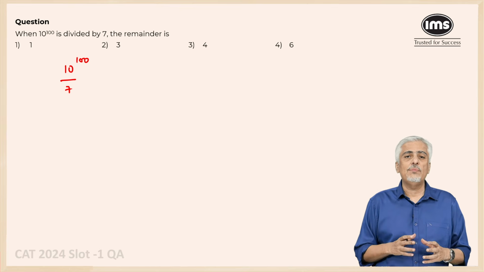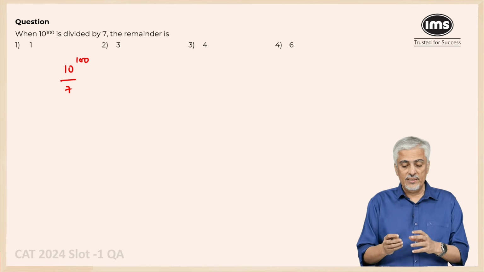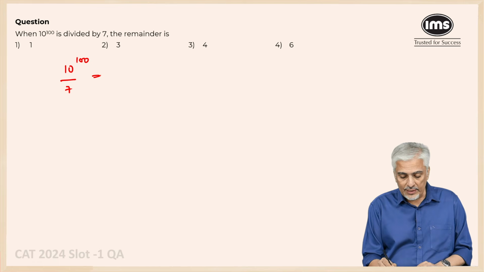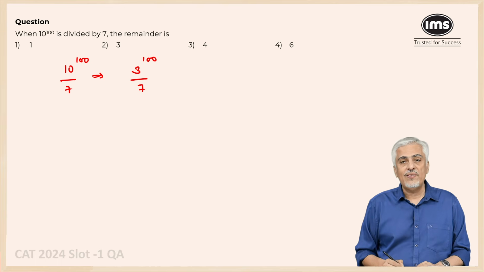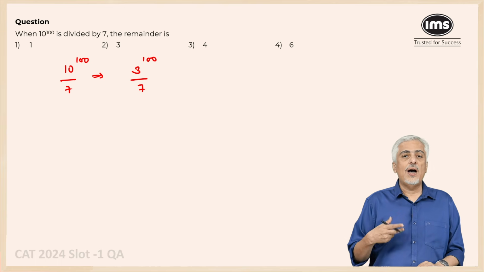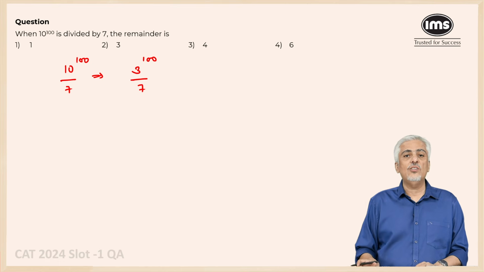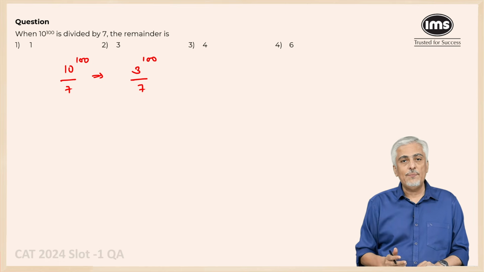I'm sure you've gone through the remainder concepts and understood remainders, so I'm not showing you the detailed part. This can directly be written as 3 raised to 100 divided by 7. Now, powers of 3 which leave a remainder 1 or minus 1. Do we have any powers of 3?